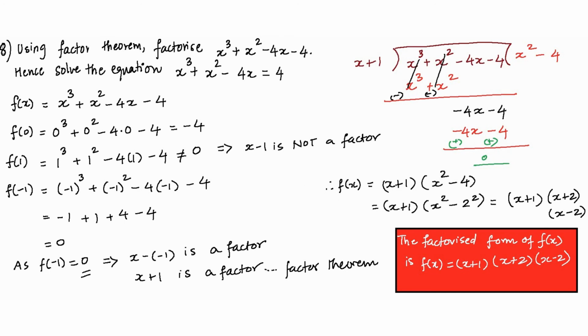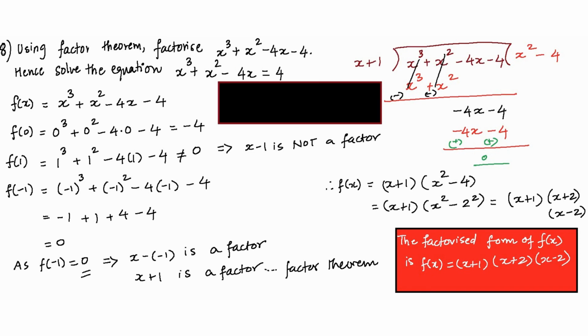And now they are asking me to solve this particular equation. So let's go ahead and solve this equation. Let's see how to solve it. If you think about it, we can bring all the terms to the left side. So the equation that I get is x cube plus x square minus 4x minus 4 is equal to 0. And wait, I just factorized this polynomial right now, which is x plus 1 into x plus 2 into x minus 2 is equal to 0.